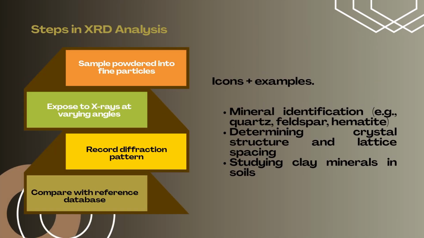Steps in XRD analysis. First, the ore sample is finely powdered and exposed to X-rays. The resulting diffraction pattern is recorded, showing peaks at characteristic angles. These peaks are compared with a reference database to identify the mineral composition.